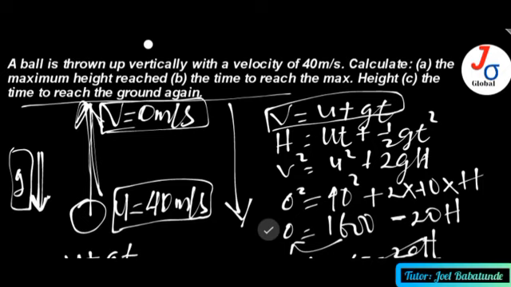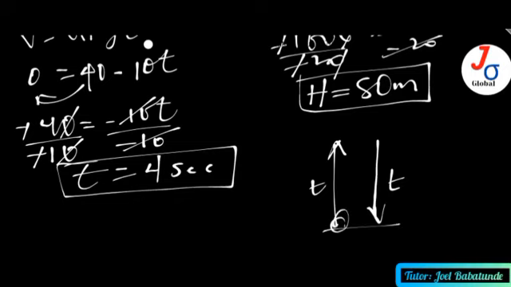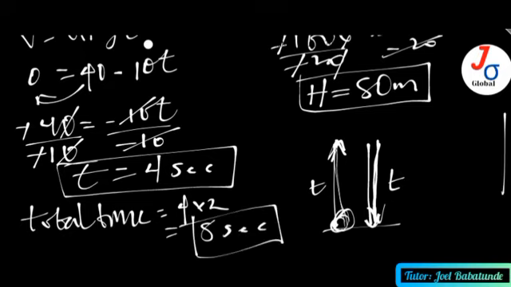Another thing, the question asks for the time to reach the ground again. If it takes 4 seconds to get the ball up to its maximum height, it's going to take the same amount of time to get down to the ground. The time from ground level to maximum height is the same as the time from maximum height down to ground level. So it takes 4 seconds up, and therefore 4 seconds back down. So the total time taken to go up and come down is 4 multiplied by 2, which is 8 seconds. So that's your answer, 8 seconds.